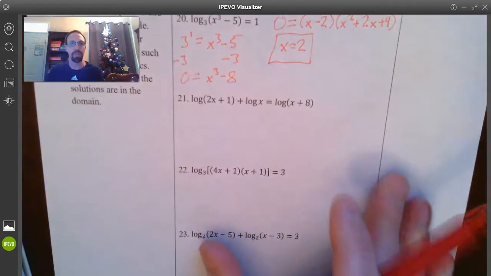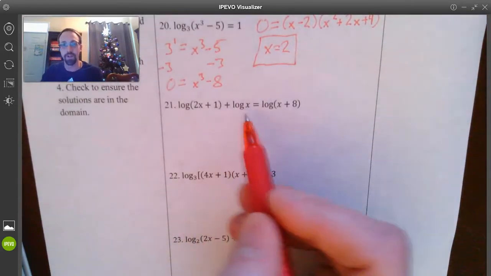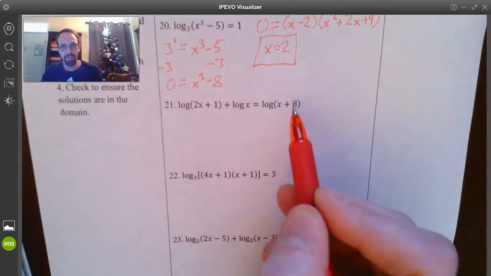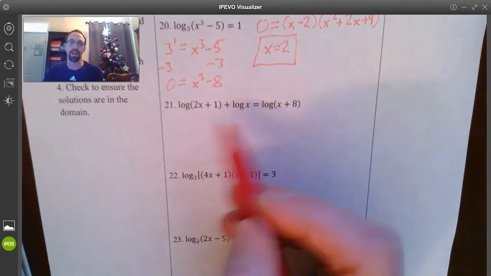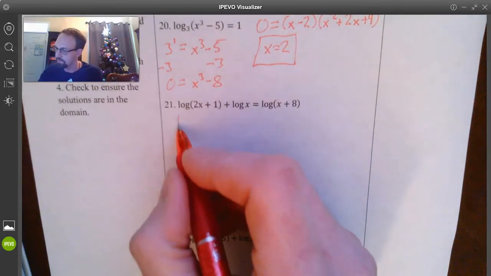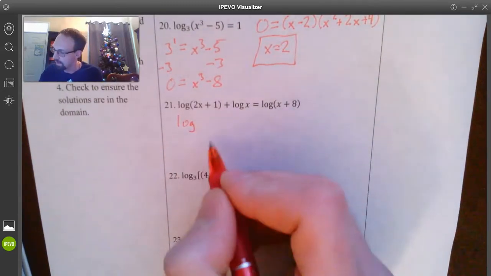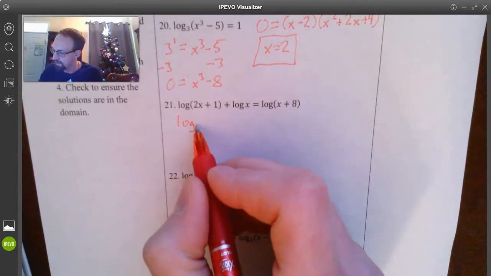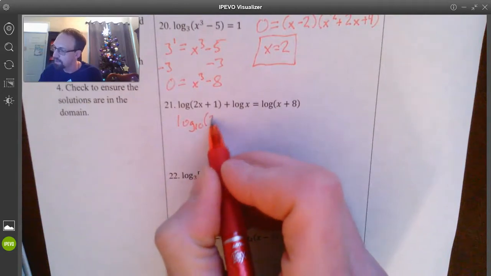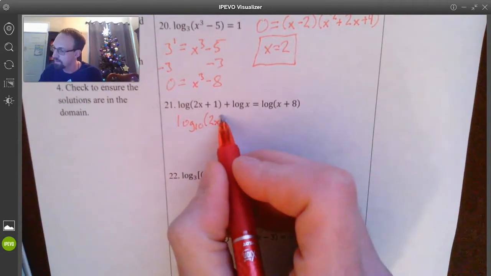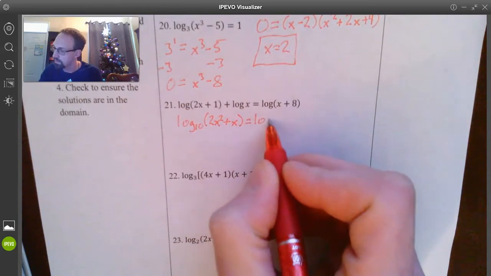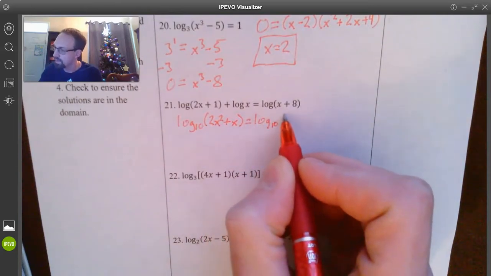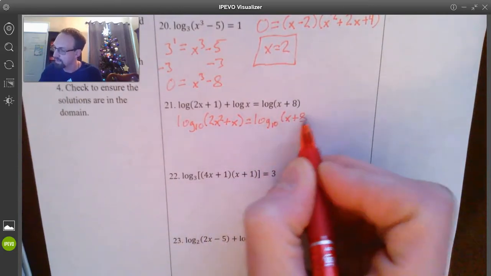For 21, what we have is these 2 logs here that are the same, and then we have another log that's over here also the same. So what I'm going to do is combine these 2 here. So this is going to give me log base 10 of 2x squared plus x is equal to log base 10 of x plus 8.